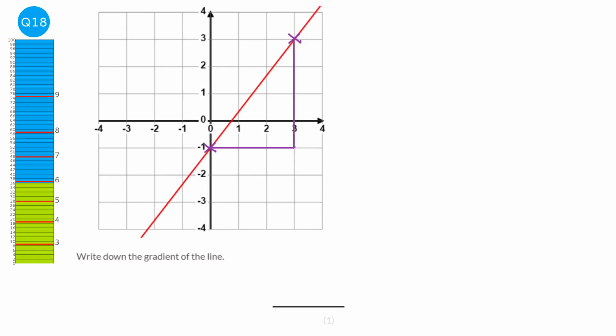And the gradient, which we call m, is the change in y. How much has y changed over the change in x? So the change in y is going to be 4, because it's gone up 4. And the change in x is 3, because it's gone to the right 3. So our answer will be 4 over 3.